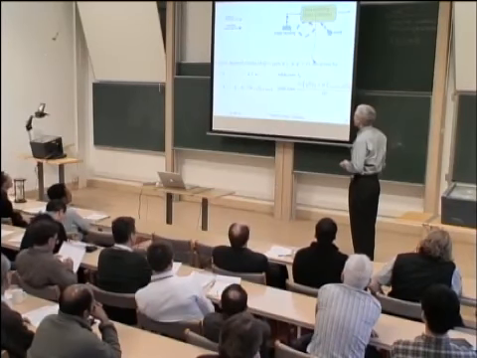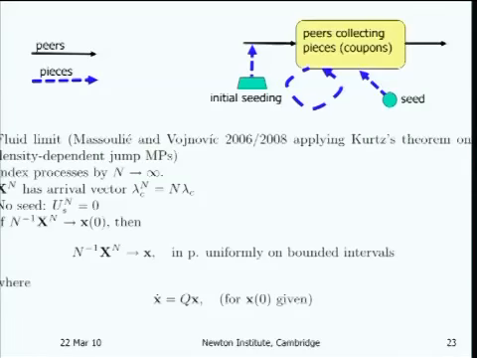Okay, so it's a Markov model. In this paper, it was 2006-8. This was an Infocom paper, and then Transactions on Networking. They applied Kurtz's theorem on density-dependent jump Markov processes. They indexed the processes by n, a parameter going to infinity. The arrival vector is scaled up by a factor n, and in this model there's no fixed seed.